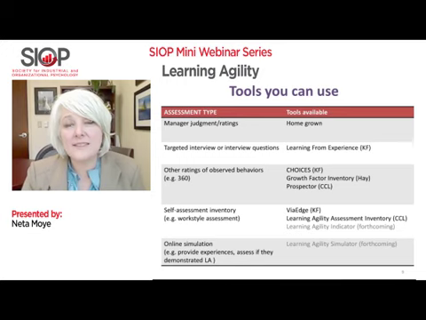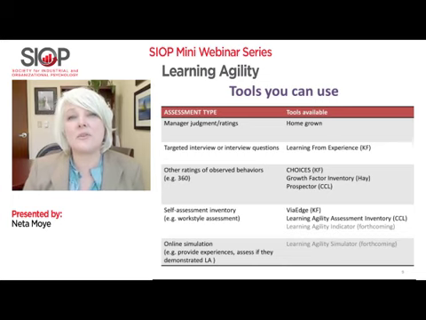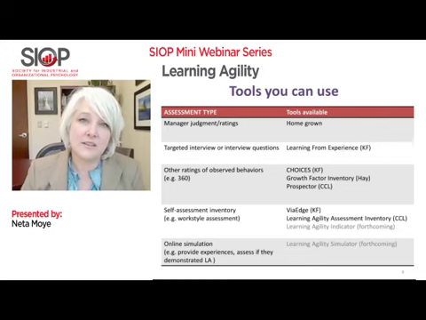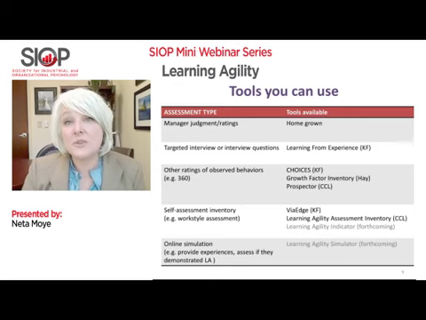I have yet to see someone release a manager judgment rating tool. For the most part, I know that people create their own homegrown one. So they say, here are the dimensions we believe are important to learning agility, and then they create manager ratings around that. There's a really nice tool from Korn Ferry called Learning from Experience.